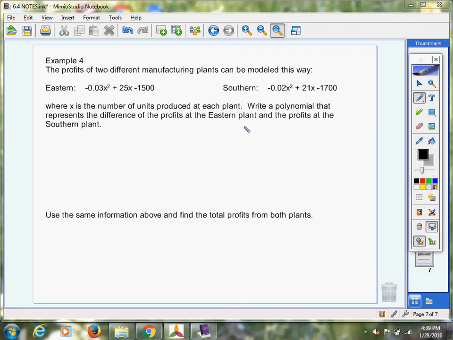Last but not least, here we are with example 4. We're going to apply what we've learned to a certain situation, and we've been adding and subtracting polynomials. So let's see what's going on here.